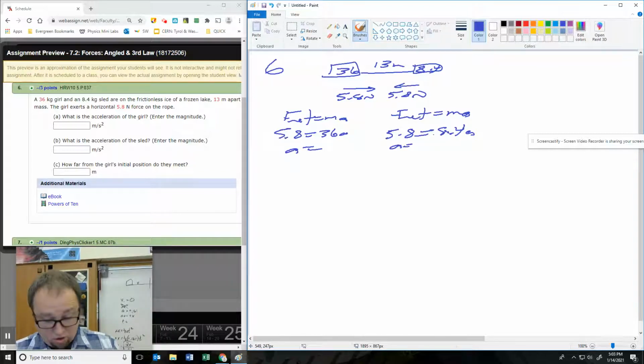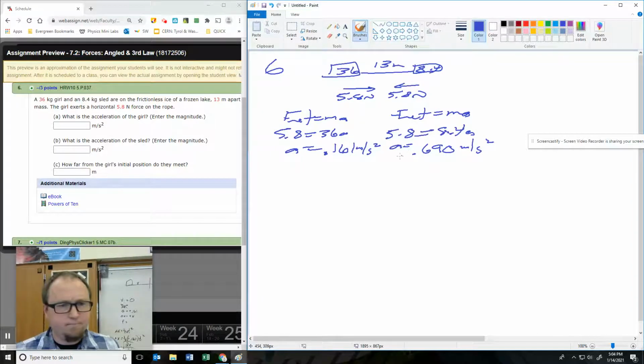I want to make sure they're correct, so we are actually using the correct things later. I know the battery's low. 5.8 divided by 36 is 0.161. And the next one, 5.8 divided by 8.4 is 0.690 meters per second squared. So right off the bat, that's as far as you get. It's actually a really good start, okay?